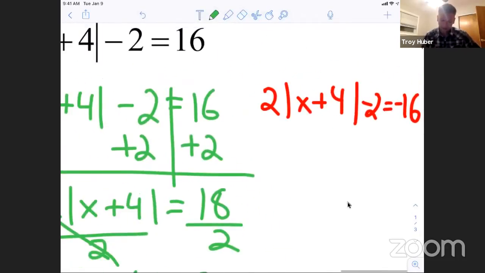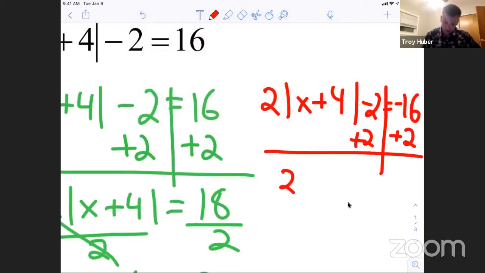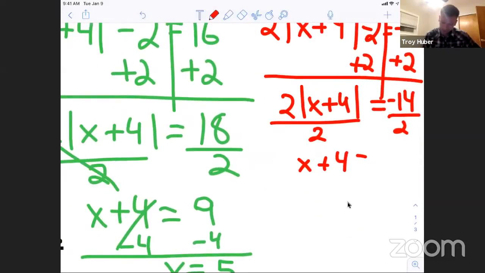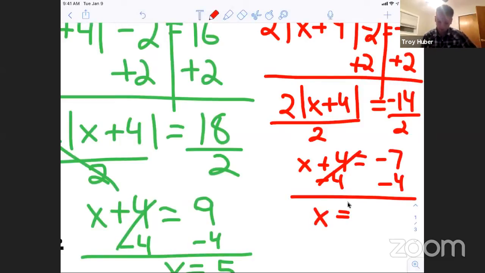All right, and we can do the exact same thing for this one here. Add 2 to both sides. I get 2x plus 4 is equal to negative 14. Divide each side by 2. X plus 4 is equal to negative 7. Subtract 4 on both sides. X is equal to negative 11.